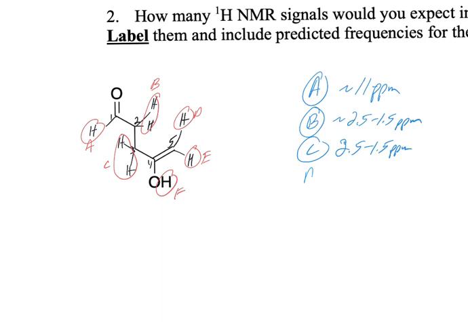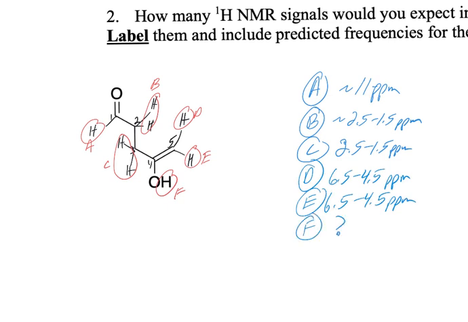Let's see, D is vinyl. So unlike allylic, D and E are both actually attached to the carbon that has a pi bond. So that is 6.5 to 4.5, I believe. That's that vinylic region. E, same thing. And then F, who knows? They come and go. Sometimes you don't see them at all, but it's not a big deal. Either way.